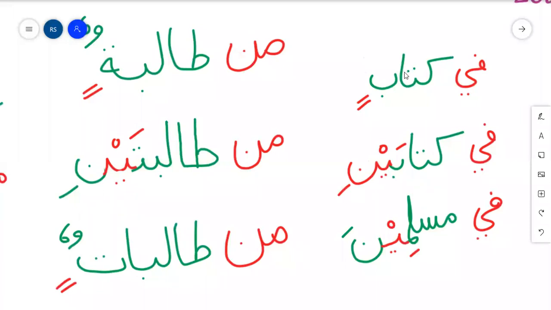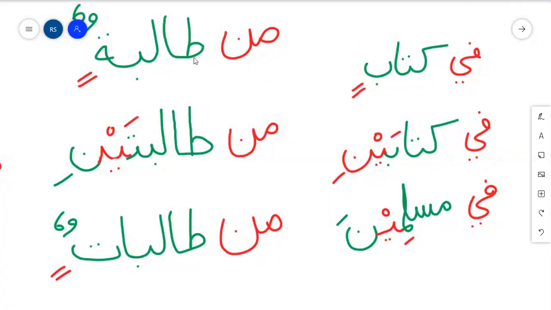So you know that when a singular word is majroor, it has kasra. When mufrad ism is majroor, it has kasra. When musanna ism is majroor, it has this ya, or you can say fatha ya sakin noon kasra. And when jama ism is majroor, it has this kasra ya noon, kasra ya sakin noon fatha. So you learned this thing.